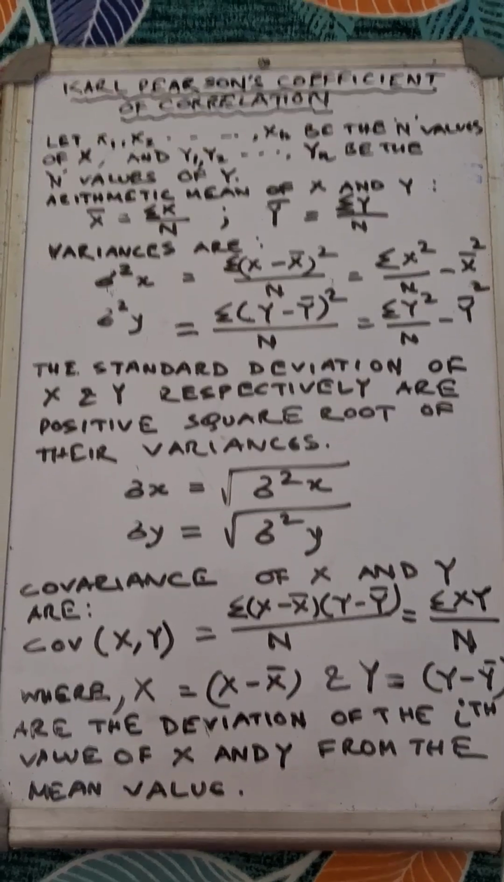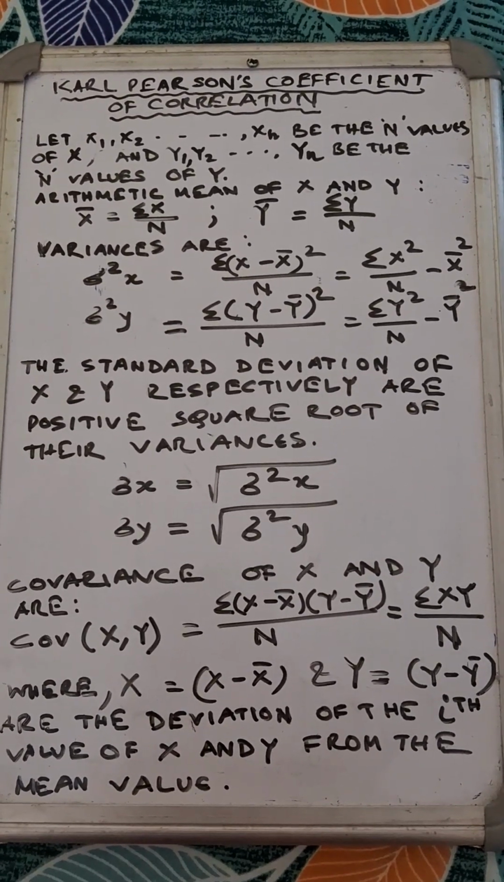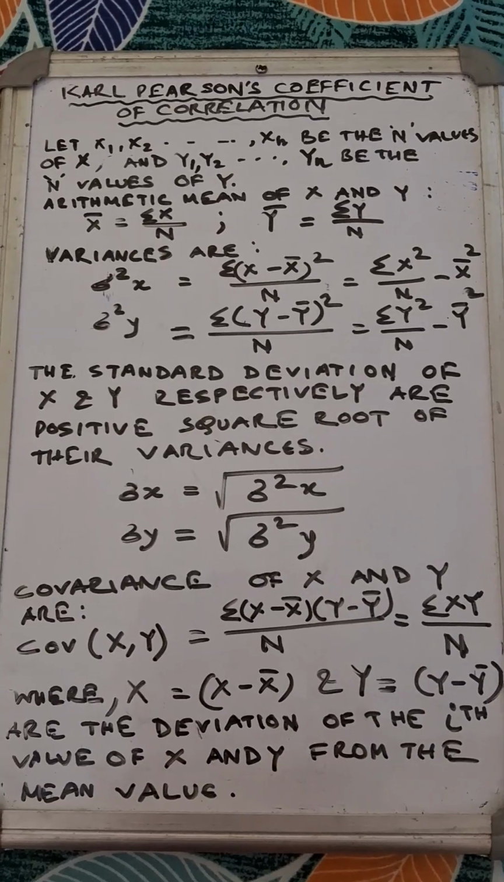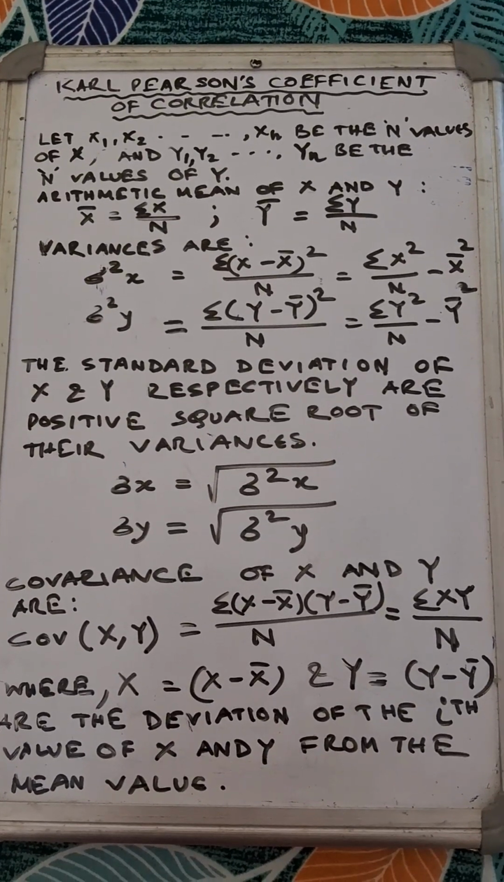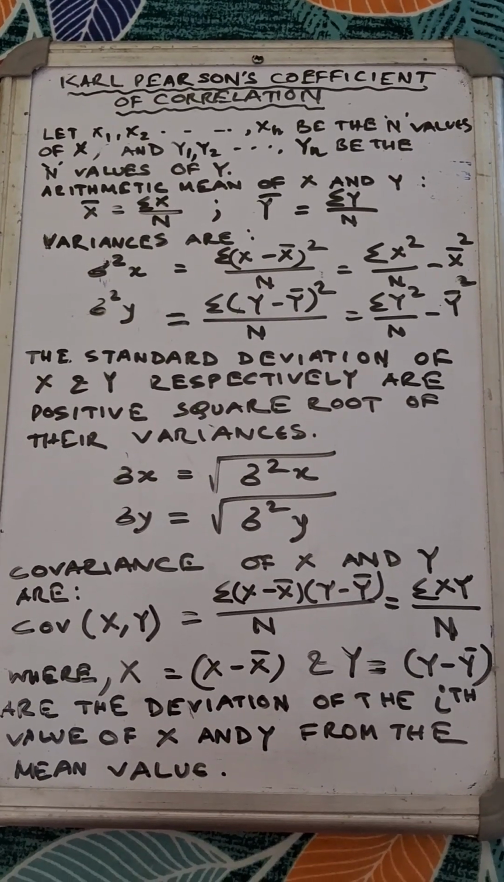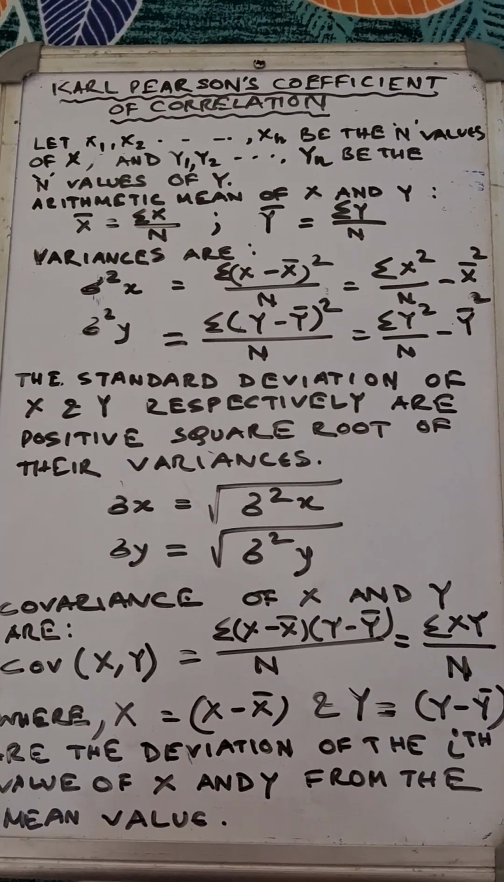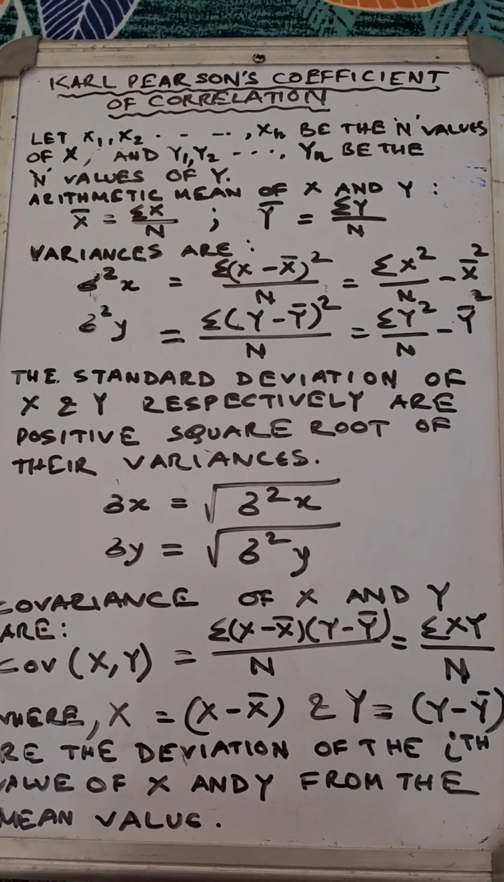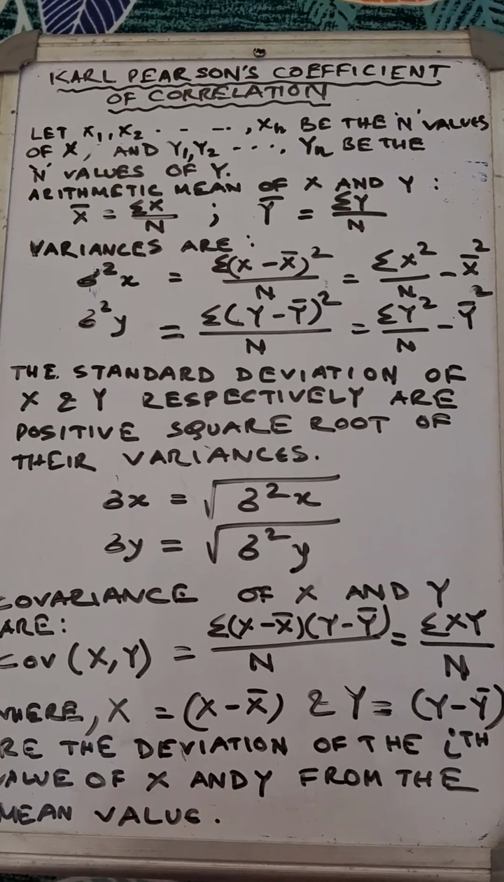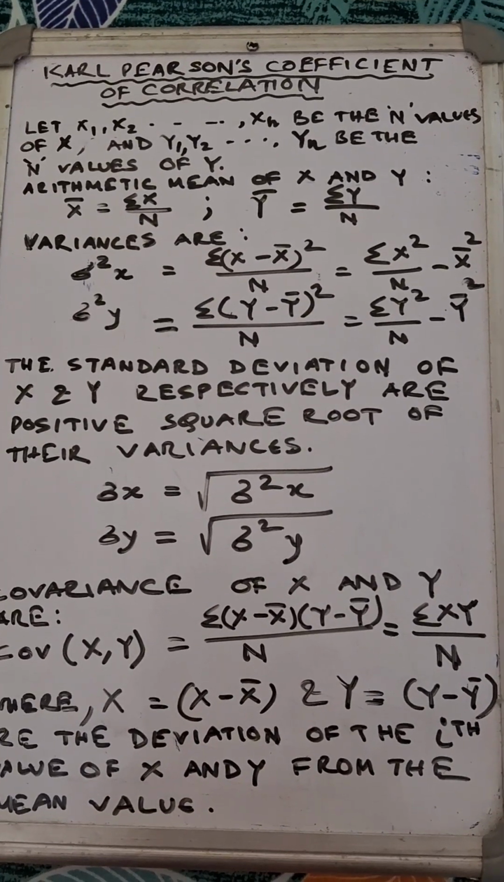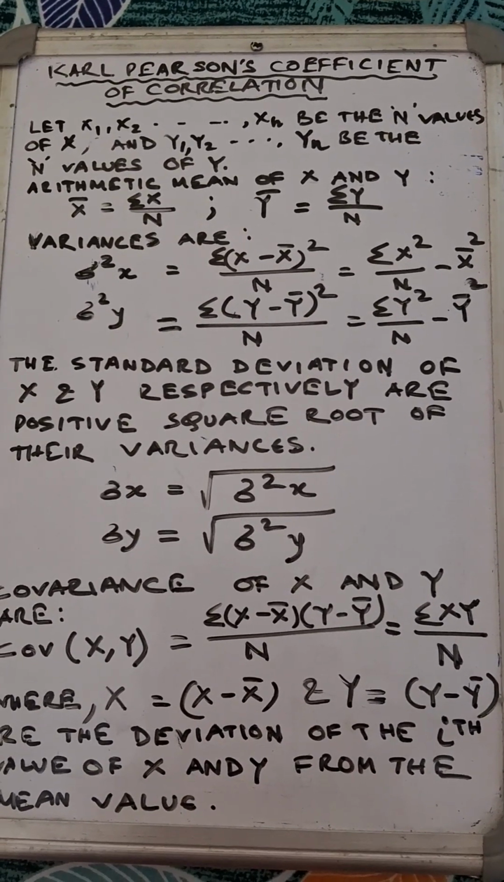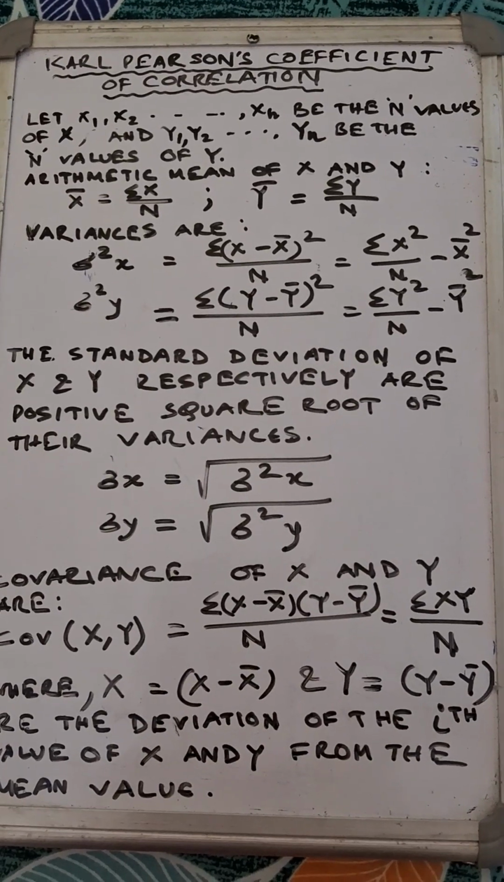Correlation coefficient. Let x1, x2 till xn be the n values of x, and y1, y2 till yn be the n values of y. Now what? We find the arithmetic mean of x and y. So x bar is equal to summation of x by n, and y bar is equal to summation of y by n.